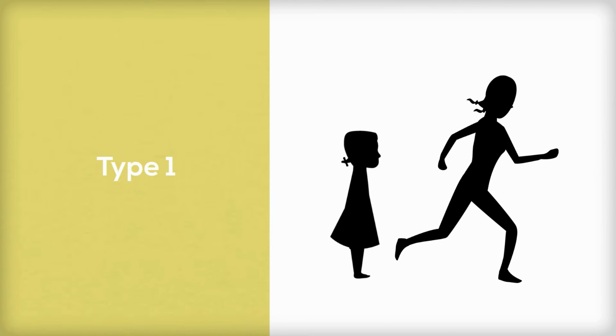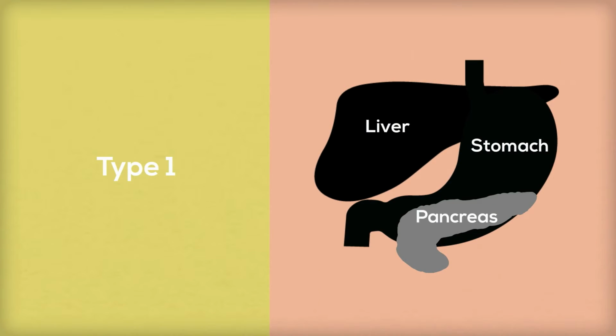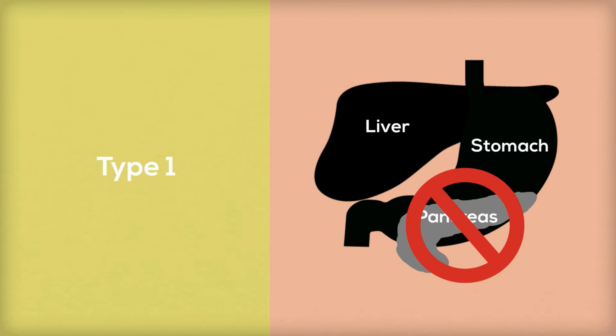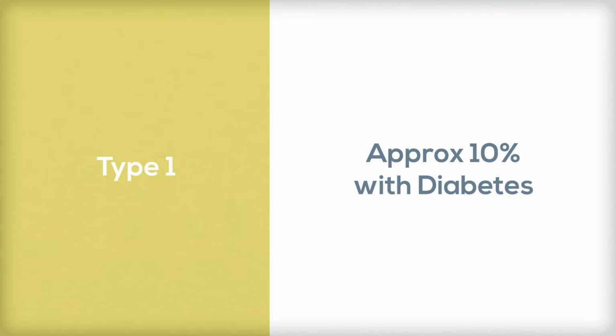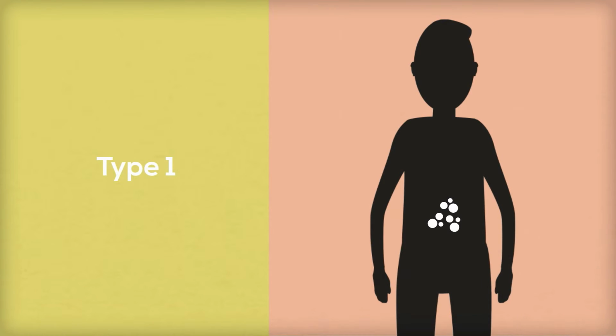Type 1 diabetes is usually diagnosed in children and adolescents and is a disease that occurs when the pancreas is unable to produce insulin. Approximately 10% of people with diabetes have type 1 diabetes, and this condition can arise as a result of the body attacking its own insulin-producing cells, making it an autoimmune disease.